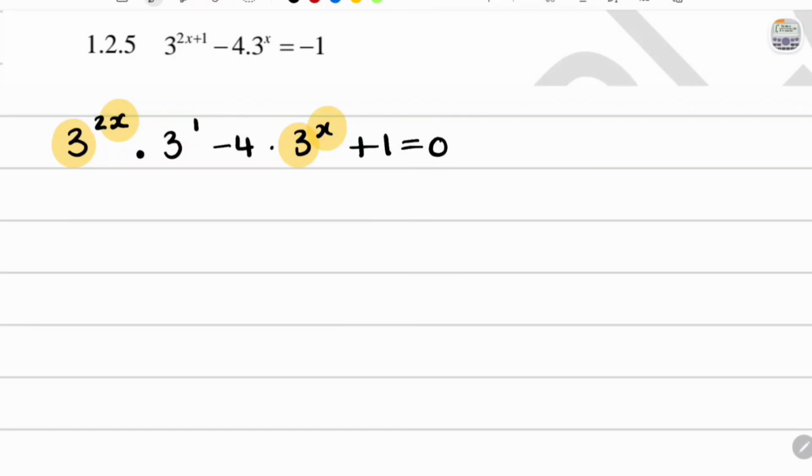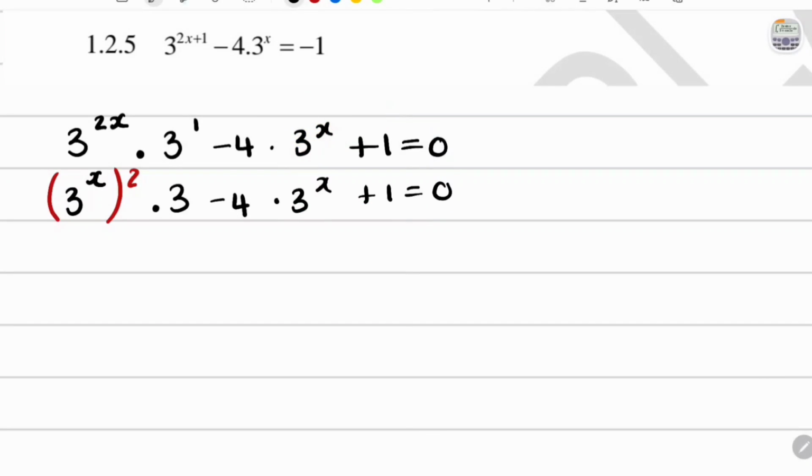Those are repeating themselves. If you still don't think it's repeating, look at how you can rewrite this. You can rewrite it as 3 to the power of, and instead of writing the 2 first, you could have written the x, being multiplied by the 2, because either way the x and the 2 would multiply. And then this is being multiplied by 3 to the power of 1, which we can just write as 3, minus 4 times 3 to the power of x, plus 1 is equal to 0.